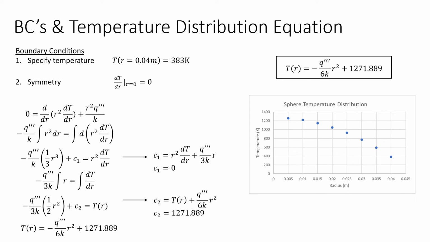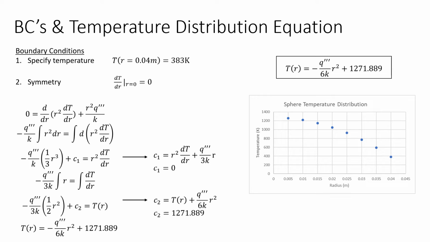Next, we need to find our boundary conditions, because this will help us find our temperature distribution equation from the equation we just found in the previous slide. Our first condition is specified temperature. We are told that when r is equal to 0.04 meters, the temperature is 383 Kelvin. Our second boundary condition is symmetry, which means dT over dr when r is equal to 0 is 0. These will come in handy when trying to solve our temperature distribution equation.